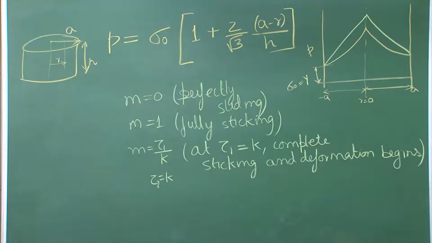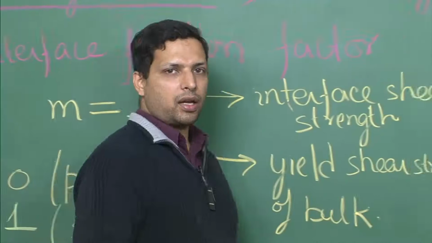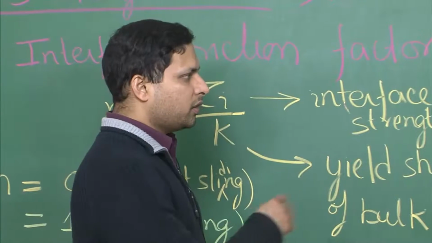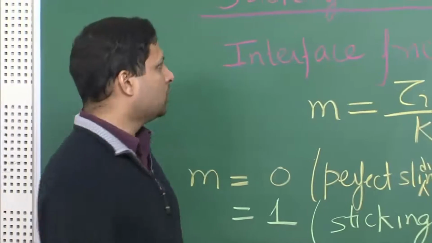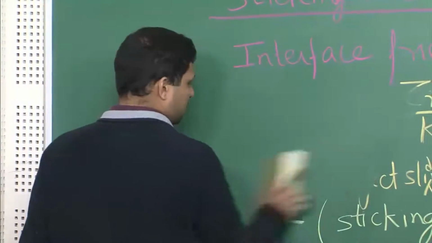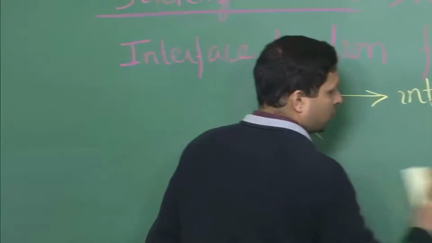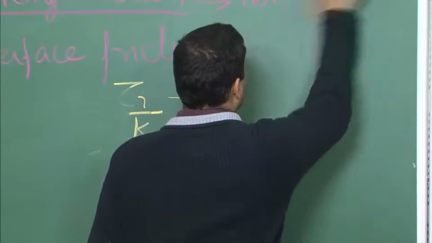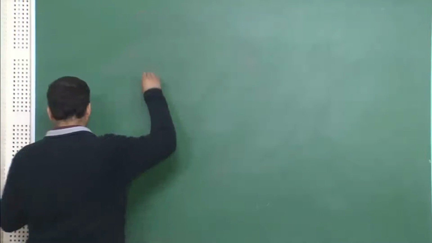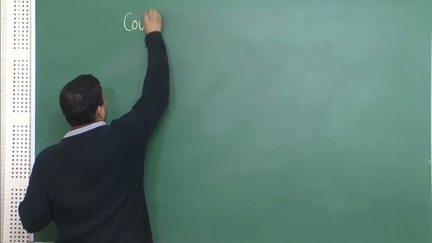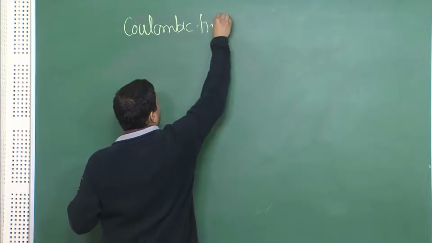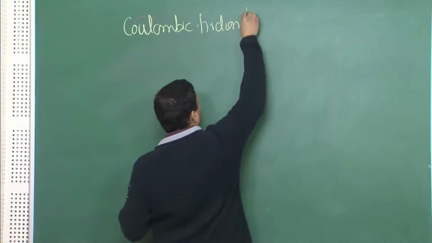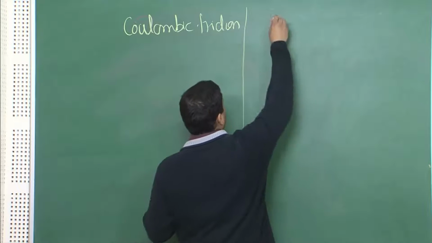Now that we have described two different ways, one is the Coulombic friction factor and the other one is this interface friction factor, let us compare the two. It is important to understand some minor and major issues that differentiate the two. So, we have Coulombic friction and we have interface friction factor.